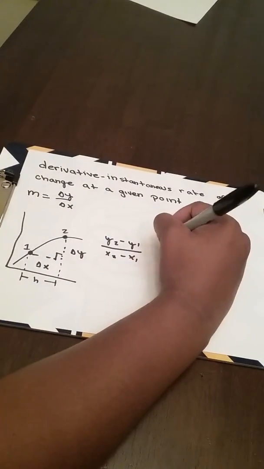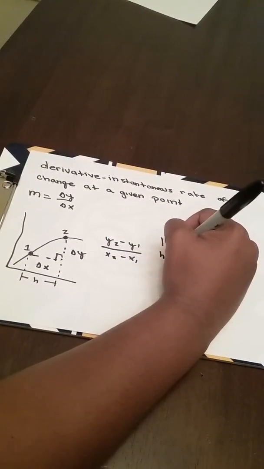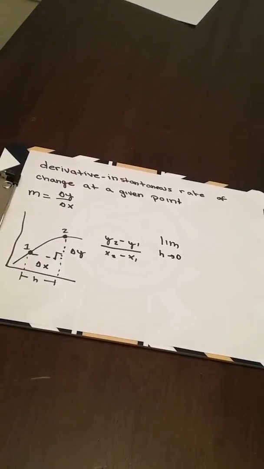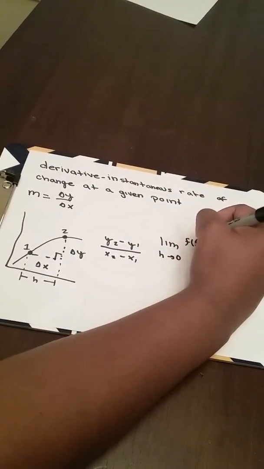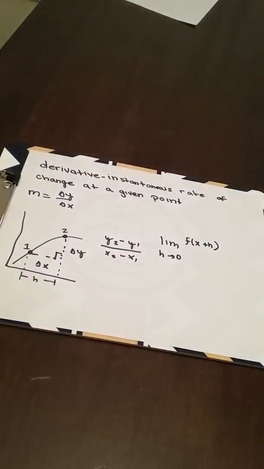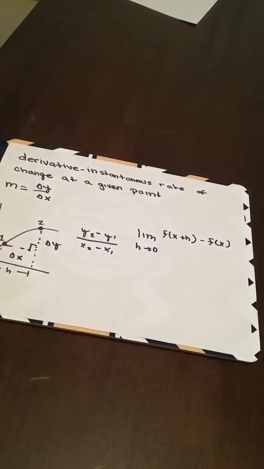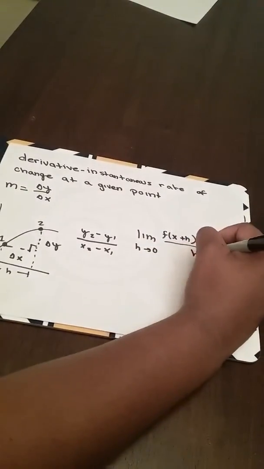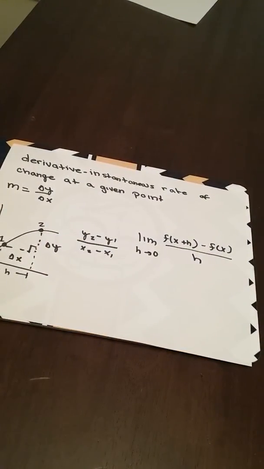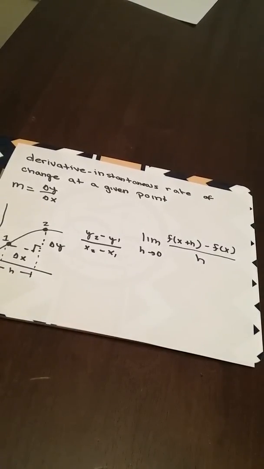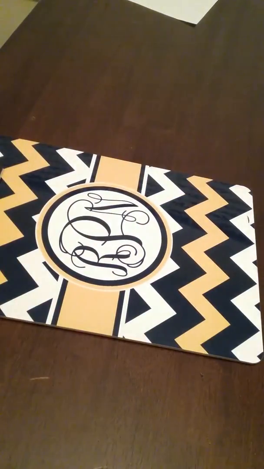So we're going to say the limit as h approaches 0, as y2, which is f of x plus h, that's y2, minus y1, which is f of x, all over h. And so this is our mathematical definition of a derivative. And as you can see, it looks a lot like our slope because derivative is a rate of change. So now let's do a couple of examples to practice this.